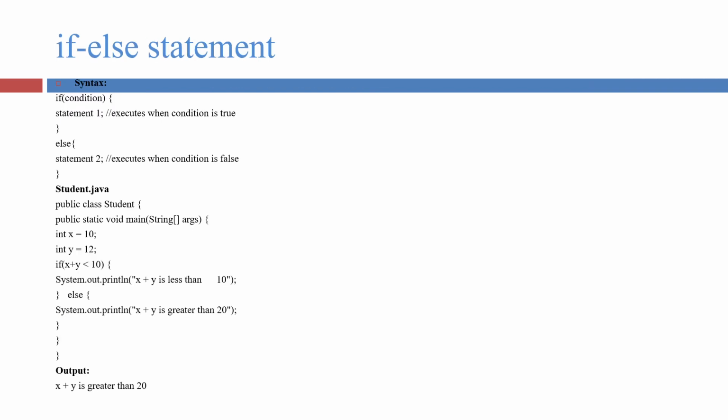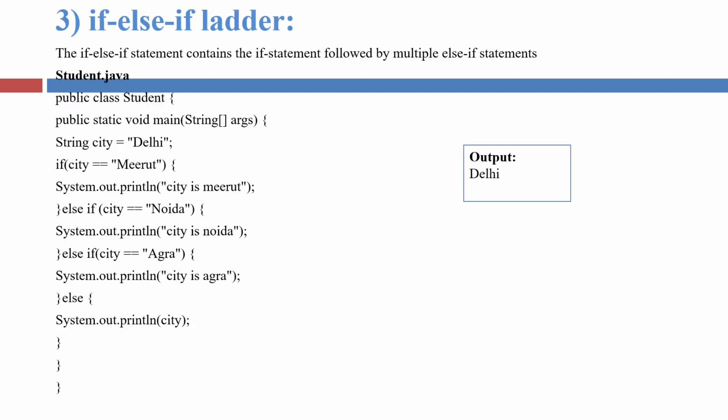Next one is the if else statement, which means that if the condition is satisfied, statement 1 will be executed, else the other part will be executed. So in this example, we are checking two criteria. First, we check whether x plus y is less than 10. If it is less than 10, we print x plus y less than 10. Else we print x plus y is greater than 20.